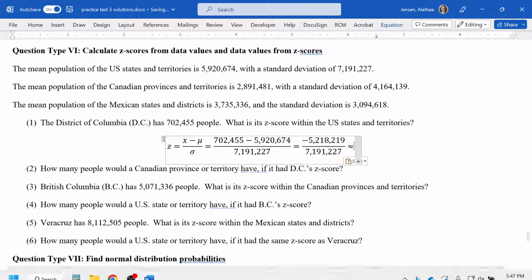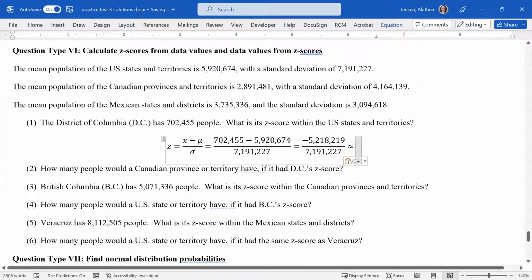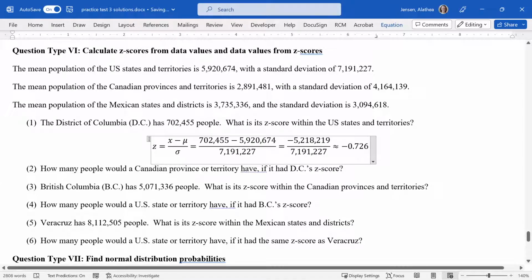Okay, then we're going to do that division, and we're going to round off. So we're dividing by 791,227. Okay, so we're getting approximately negative 0.726. I'm going to always round my z-scores to 3 places, because that's what I'm used to doing for using the table. But on this part, I don't really care how much you round in general. 2 or 3 digits after the decimal is fine.